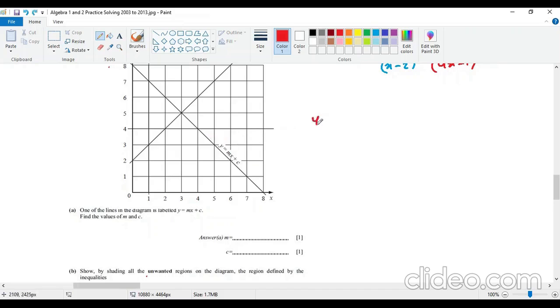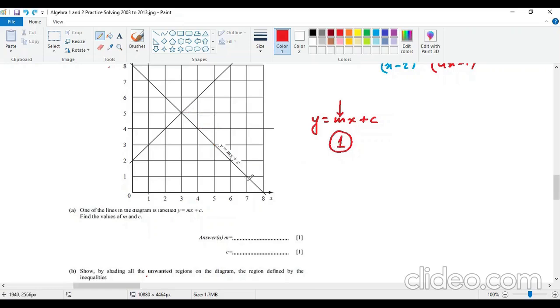Value of m means y equals mx plus c. So the value of m is going to be 1, because this line you can see it is rising 1 and running 1, rising 1 and running 1. So that means the value of m is going to be 1.